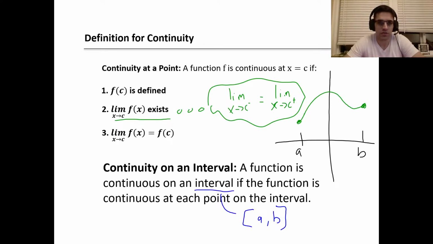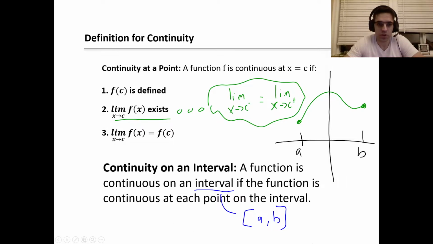So our definition for continuity is a three-part definition. We need to know that f of c is defined. We know that the limit as x approaches c of f of x also exists, and we know that 1 and 2 are equal to each other. So the limit as x approaches c of f of x is equal to f of c. This is continuity at a point. That's something we've talked about before.